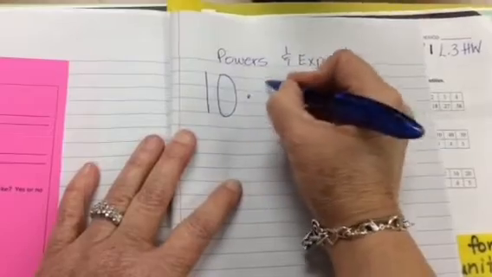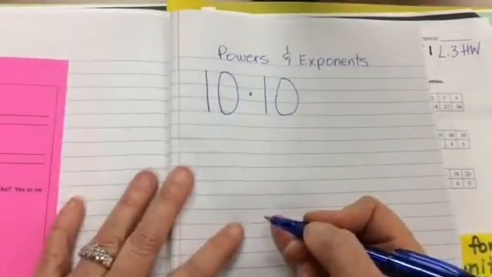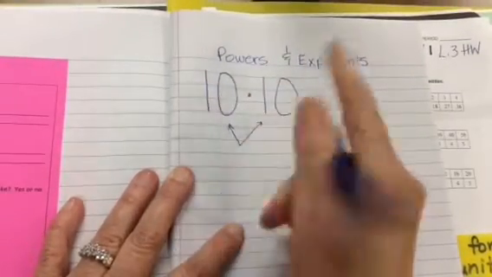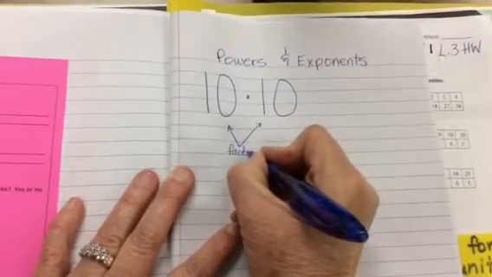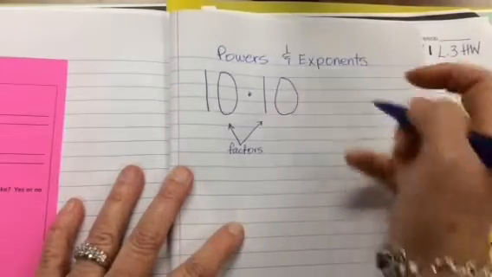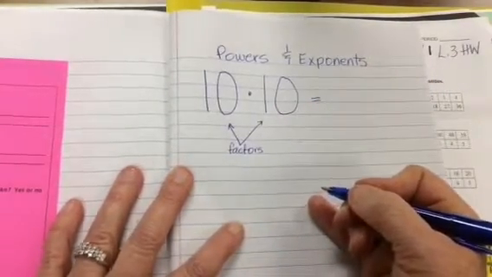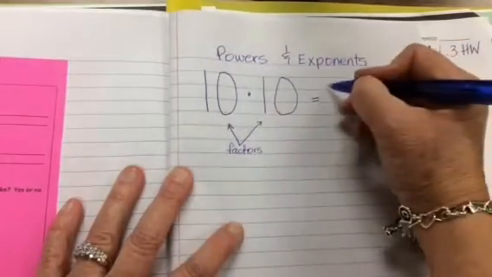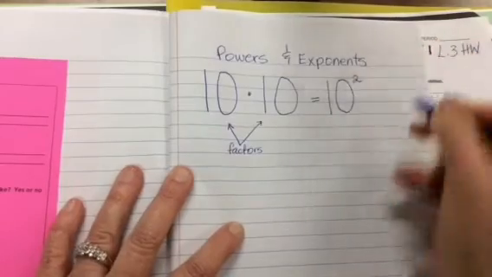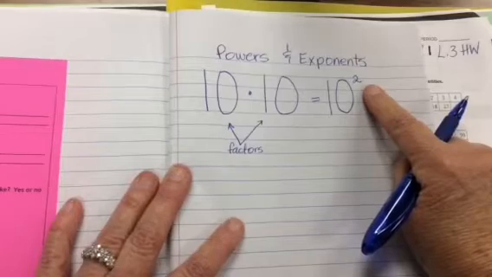If I say 10 times 10, well, we know, you've learned this since you were little, these two are called factors and the answer is called a product. When the factors are the same, we say that you can use an exponent. So 10 times 10 is really 10 to the power of 2. Or sometimes you might hear it expressed as 10 squared.